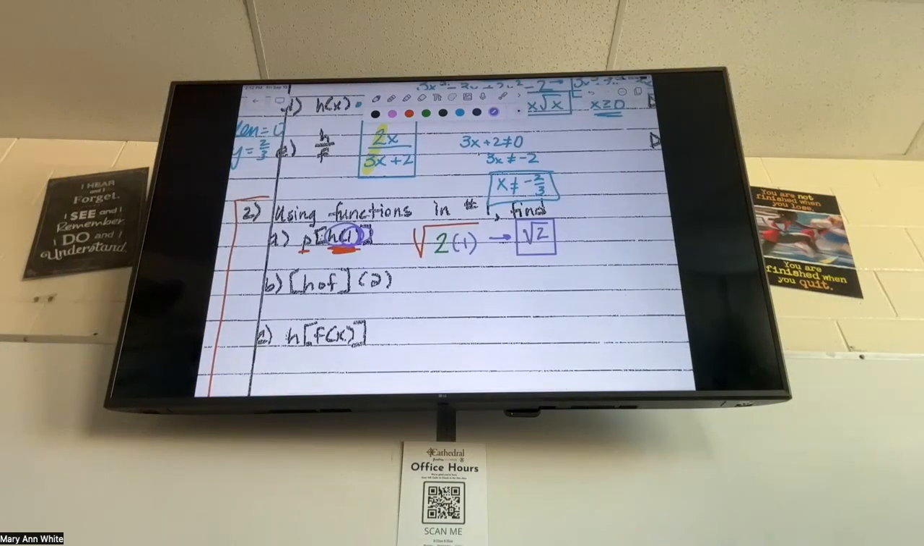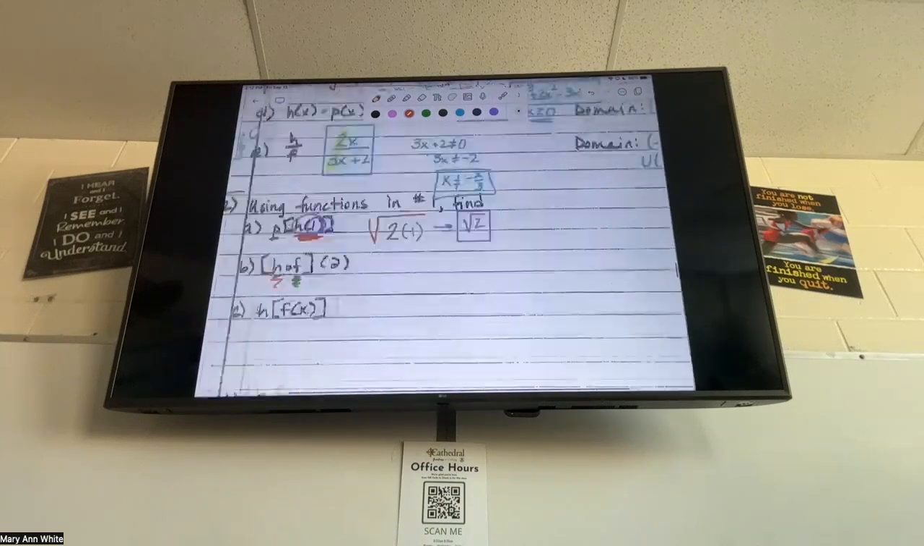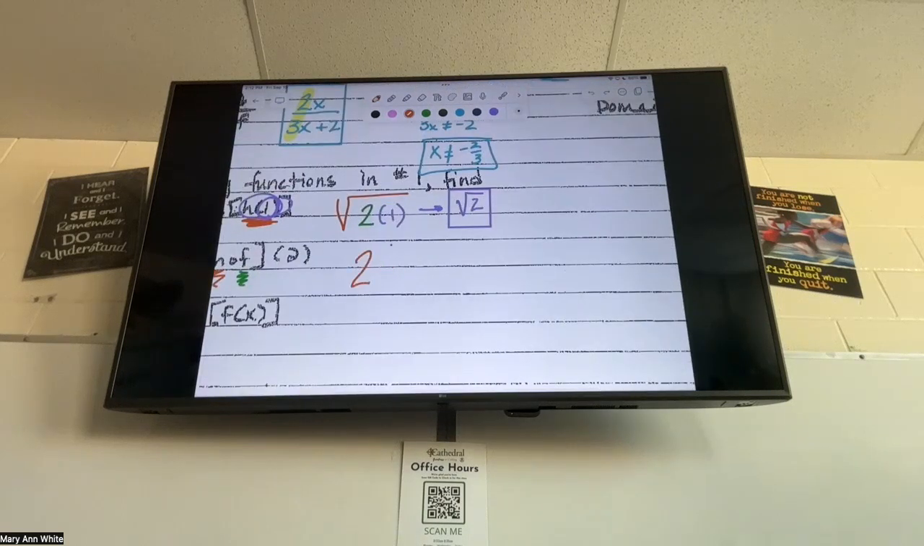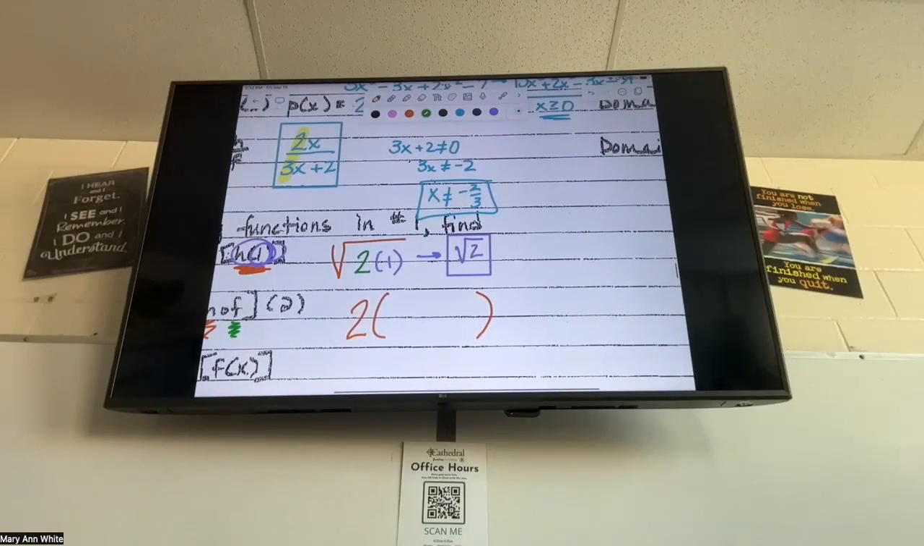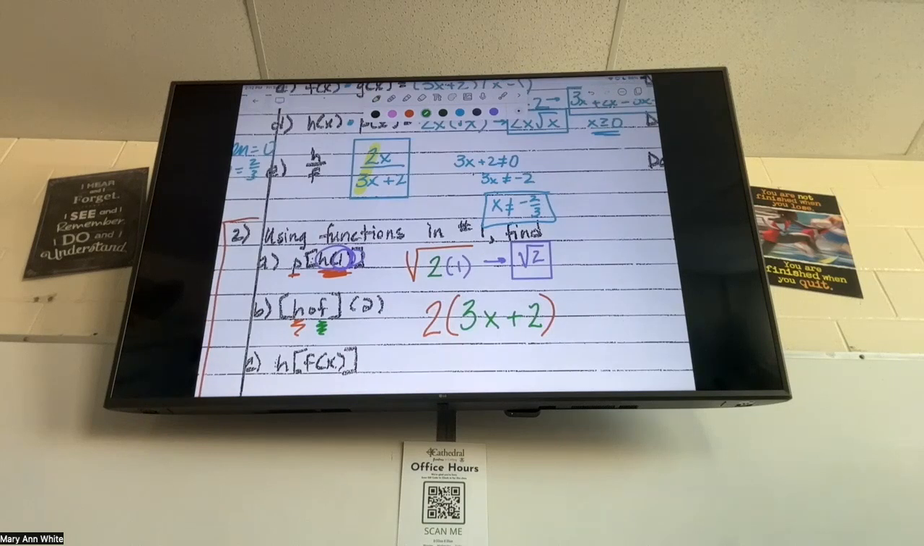The next one says H of F of 2, which function's on my inside this time? Not H. H is on first, so it's gonna go on the outside. What's second? F. F is gonna be on the inside, which means that H is on the outside. So let's do H first. So it's 2X. So instead of saying 2X, we're gonna say 2 of something. And that something is gonna be my F function. And my F function is 3X plus 2. So inside where there was X, I'm gonna put 3X plus 2. However, it says H of F of 2, so instead of X, what am I gonna write? 2.